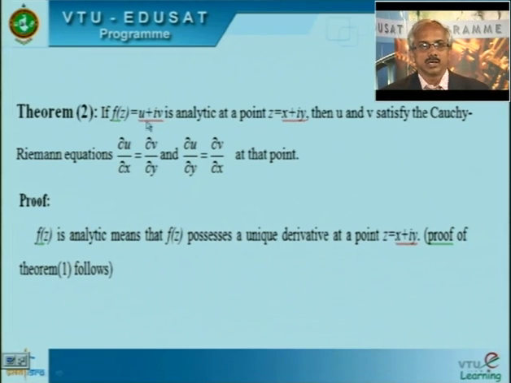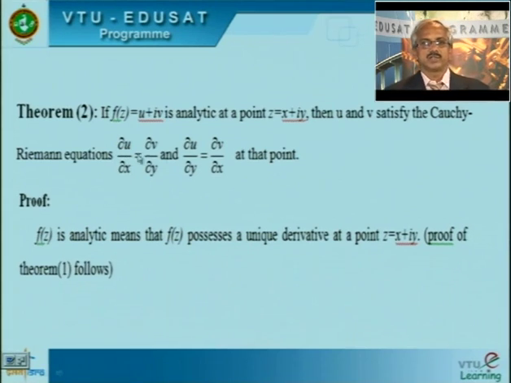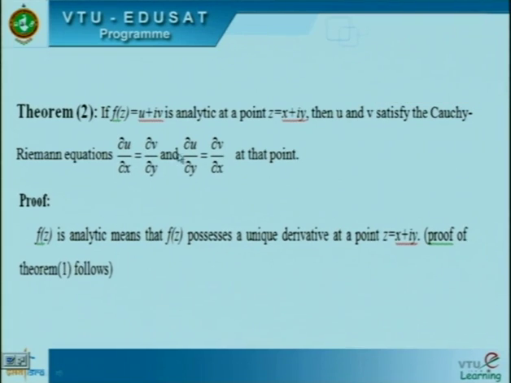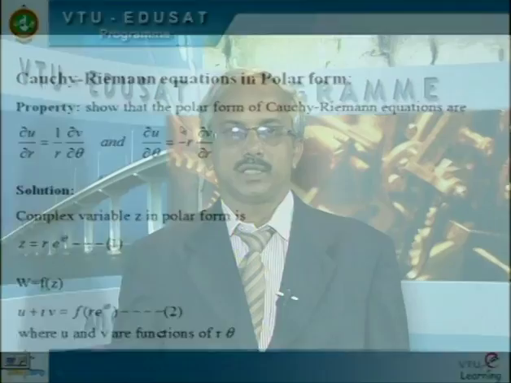And one more observation here is that for a complex function f(z) to be analytic, the necessary condition is that the CR equations must be satisfied by the real and imaginary parts of the complex function. So this is one more thing. The proof is similar to the previous theorem, the derivative theorem.